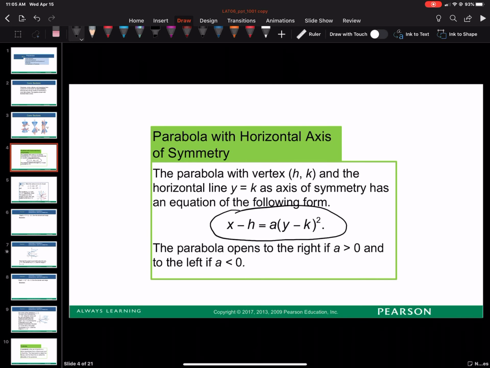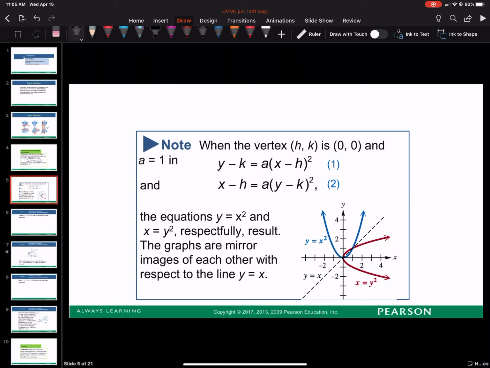So let's look at something real quick. When the vertex (h, k) is (0, 0) and a is equal to 1, you have y minus k is equal to a times (x minus h) squared, and you have x minus h is equal to a times (y minus k) squared. The equations are y = x squared, and x = y squared. This is when you have (0, 0) as the origin.